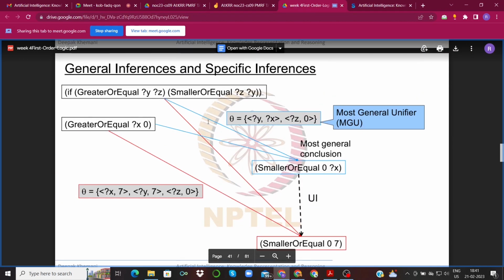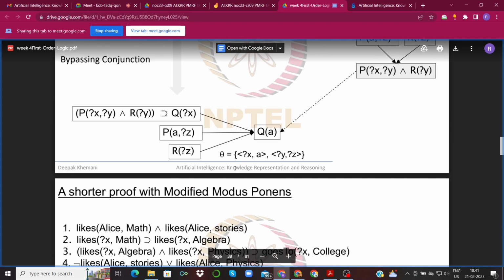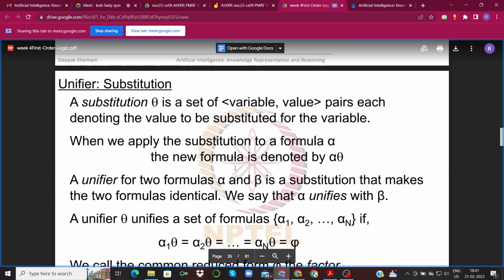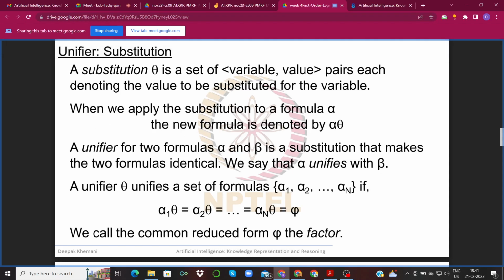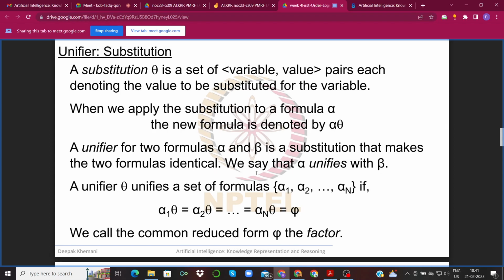Let me first tell you what a unifier or a substitution is. A substitution theta is a set of variable and value pairs, each denoting the value to be substituted for the variable. Okay, a unifier for two formulas alpha and beta is a substitution that makes two formulas identical basically.